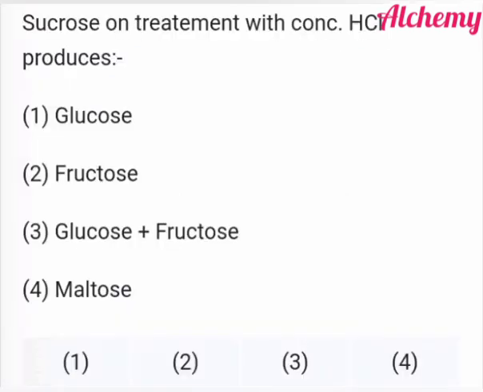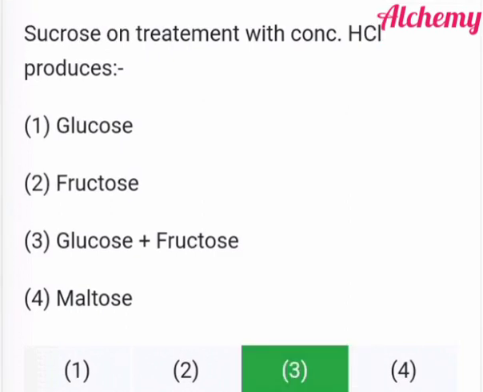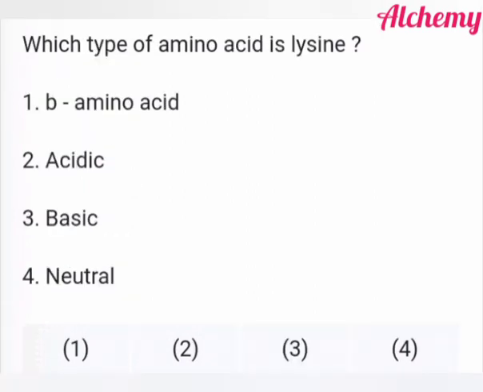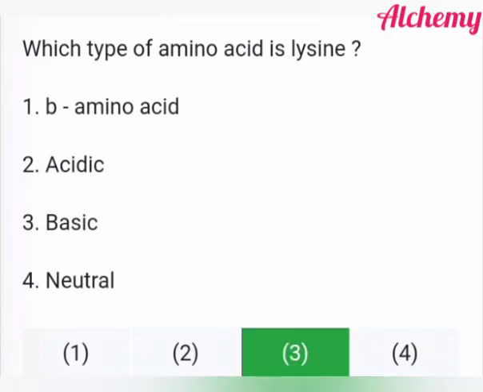Next question, sucrose on treatment with concentrated HCl produces? The correct answer is option 3, glucose and fructose. Next question, which type of amino acid is lysine? Options are beta amino acid, acidic, basic, and neutral. The correct answer is option 3, basic. Lysine is a basic amino acid.